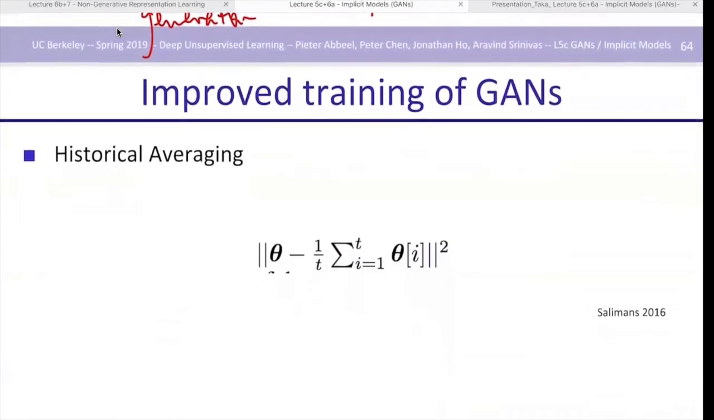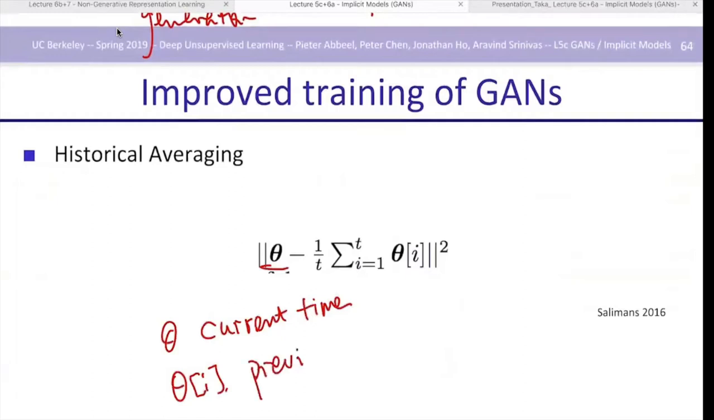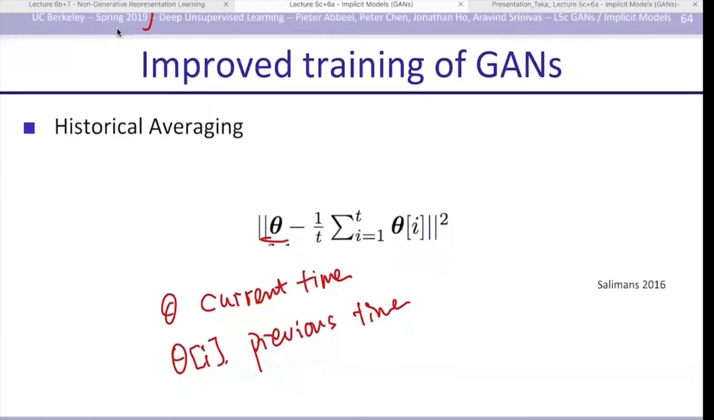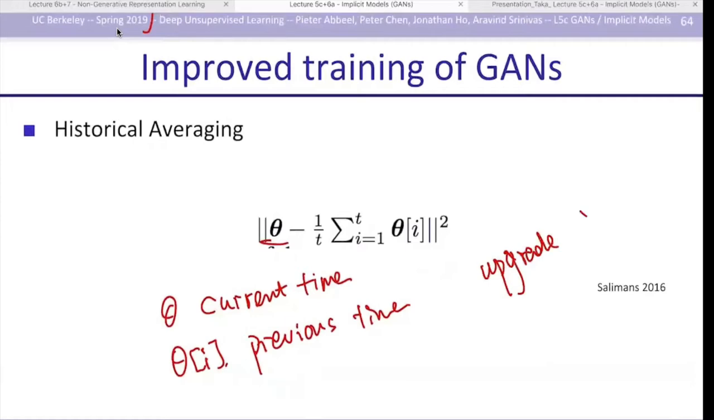The second is called historical average. In historical average, theta is the current time's model parameters, and theta i is the previous times' parameters. What he means is that he doesn't want the parameters to change too quickly, and he wants to use the previous parameters as a reference for his training. This is his update for the parameter theta.